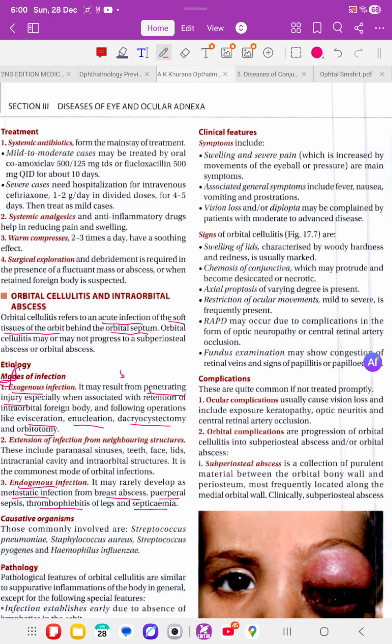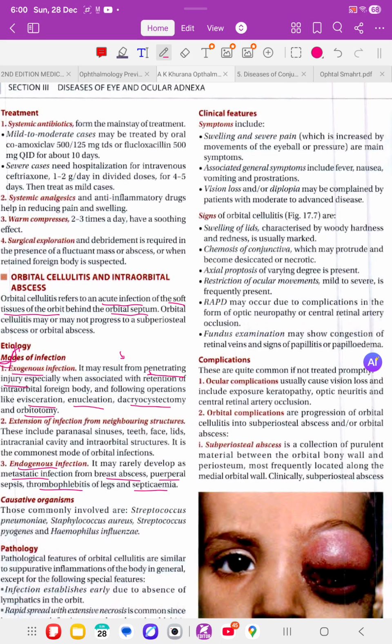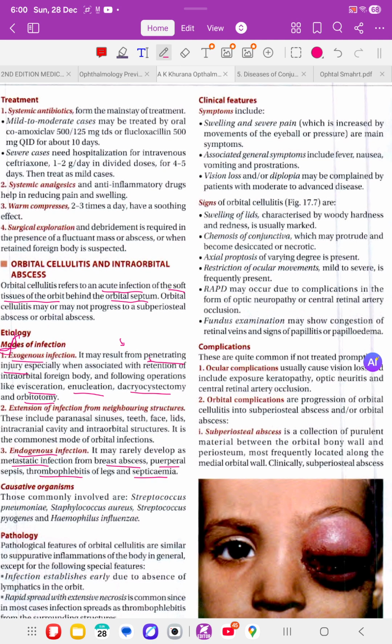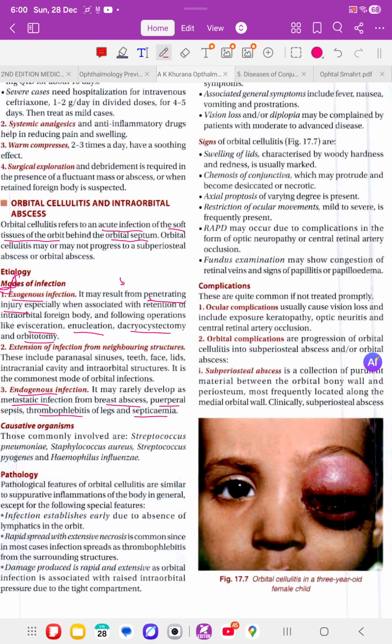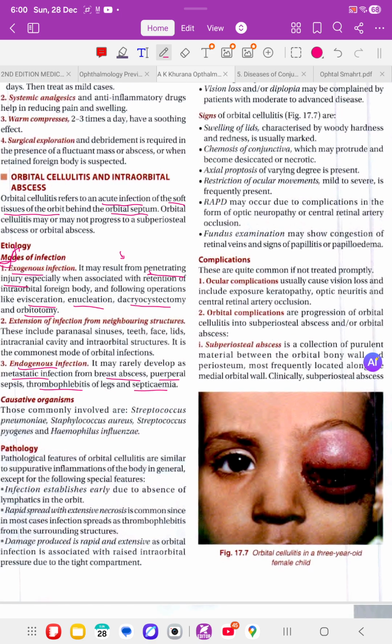Fundus examination may show congestion of retinal veins and signs of papillitis or papilledema. We can see papilledema and optic nerve damage, restricted ocular movements, axial proptosis, chemosis of conjunctiva, and swelling of the lid. Complications are quite common if not treated promptly.